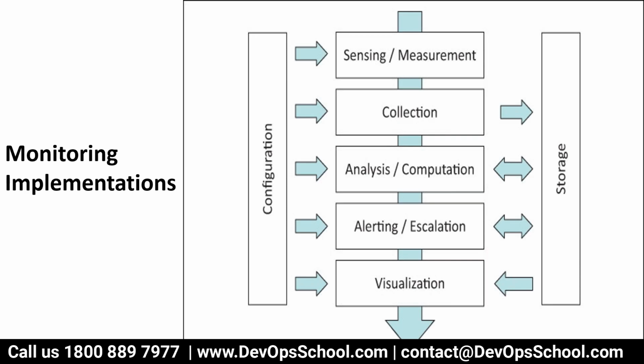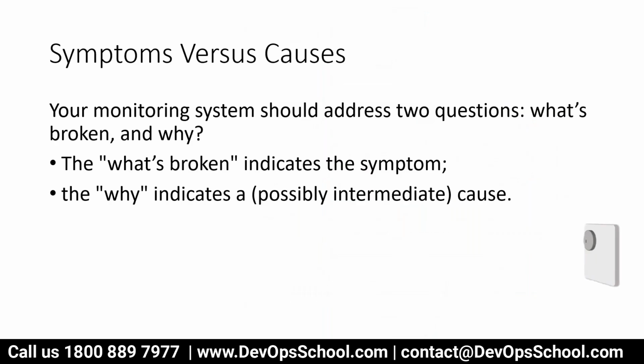Okay, so now how do you implement that? Simple. If you want to implement monitoring, basically you have to set the measurements and collect them. Then that collection is stored in a storage database, and using that you can do analysis and computations. You can set up alerts and visualizations like a dashboard and all. So these are the phases we go through in order to set up any monitoring.